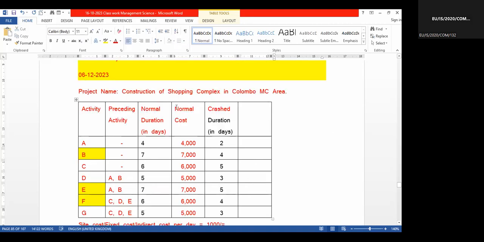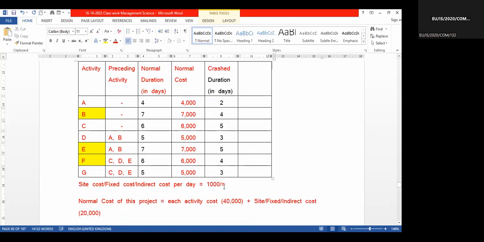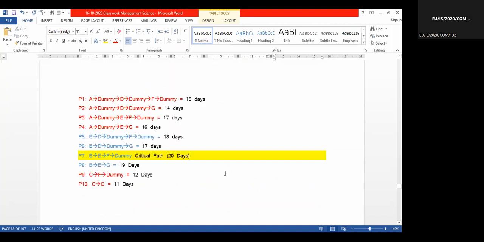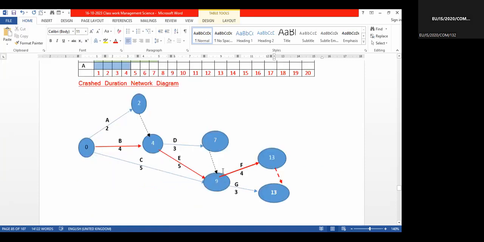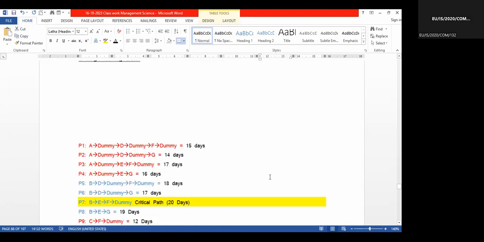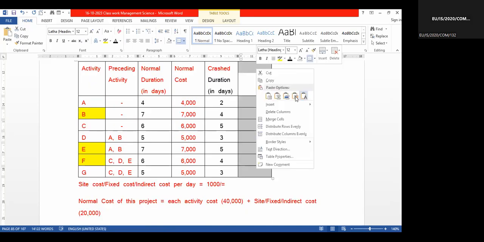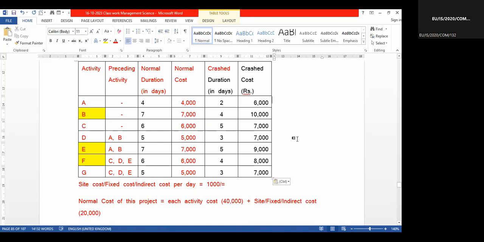Normal duration, you know. Normal cost calculation, you know. Crash duration, you know. How to do the crash duration network diagram, you know. Now we are moving to crash cost, right? Now you see that the crash cost is given. What can you observe from this crash cost?